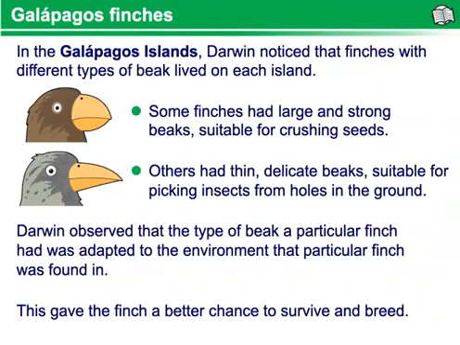While on his voyage on the HMS Beagle, he spent a substantial amount of time in the Galapagos Islands. And in the Galapagos Islands, he noticed that finches with different types of beaks lived on each island. Some finches had large and strong beaks, suitable for crushing seeds. Others had thin, delicate beaks, suitable for picking insects from holes in the ground. He observed that the type of beak a particular finch had was adapted to the environment that particular finch was found in. This gave the finch a better chance to survive and breed.